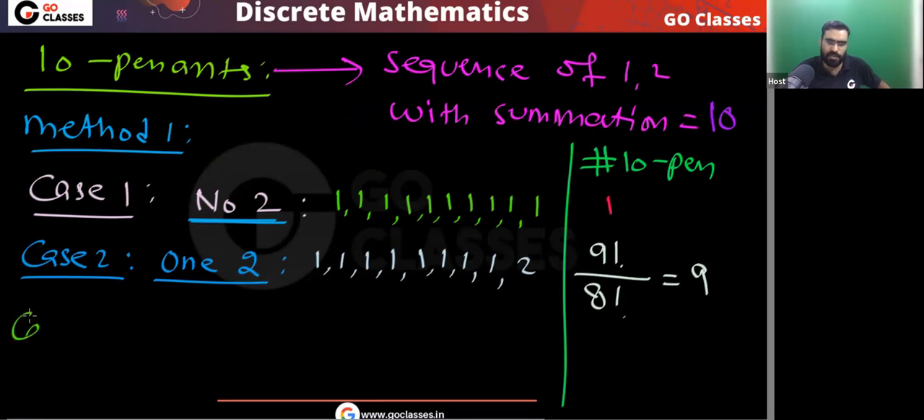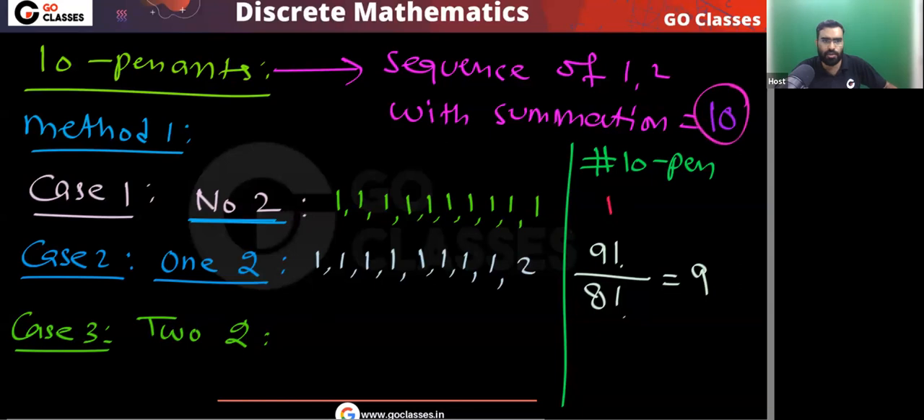What is case number 3? You can use two 2s. If you are using two 2s, how many ones do you need to use? Remember, the summation should be equal to 10. So a total of 6 ones and two 2s.